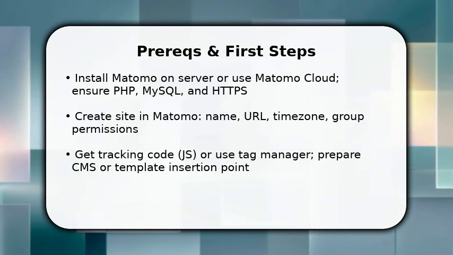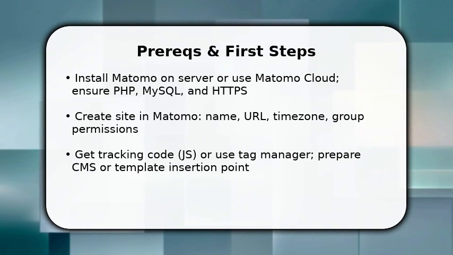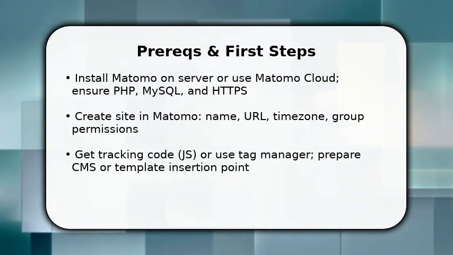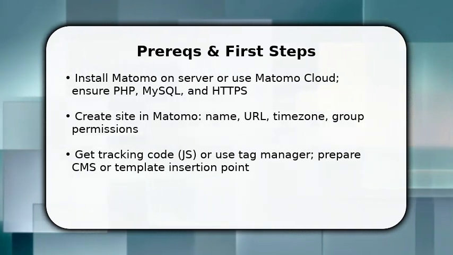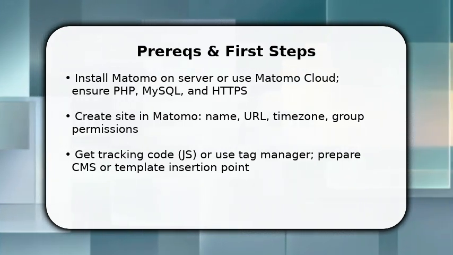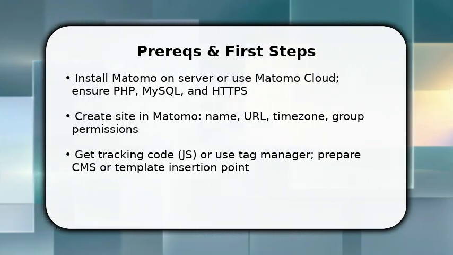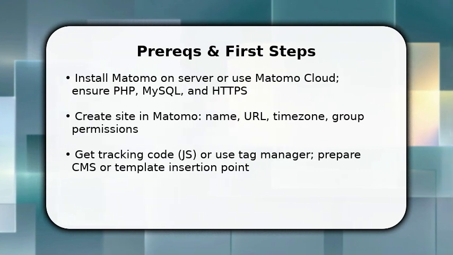Enjoy the video. You start by confirming prerequisites: a running web server, PHP, MySQL, and HTTPS. Once done, create the site record in Matomo and set time zone and access roles so data aligns with your team. Next, copy the JavaScript tracking snippet or plan a tag manager deployment. This is your data pipeline.